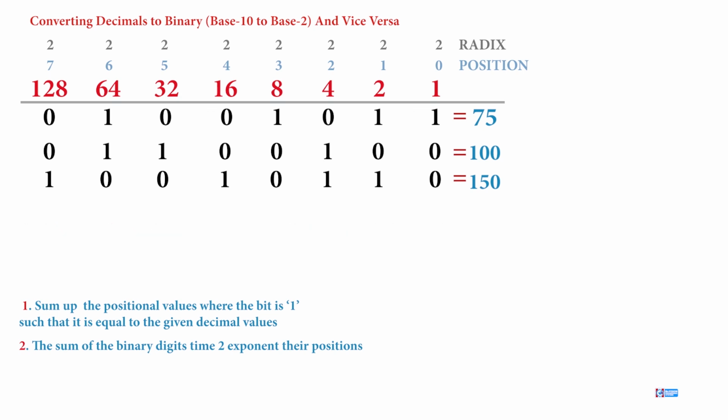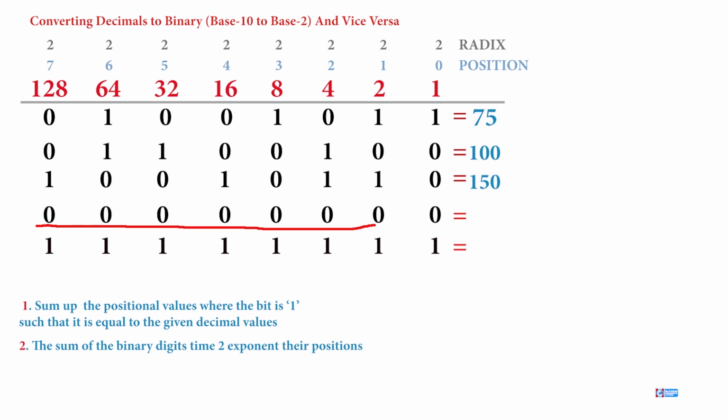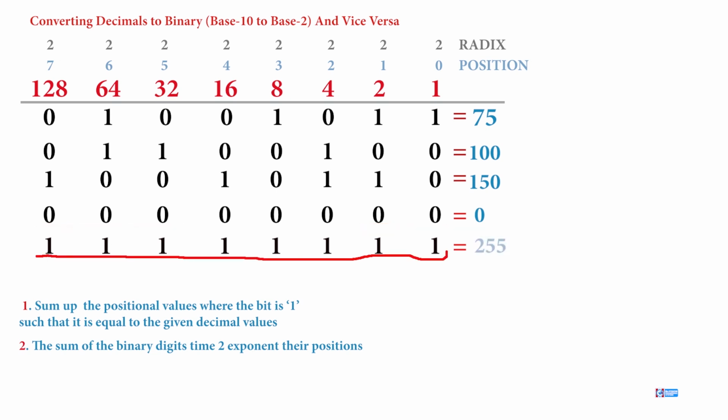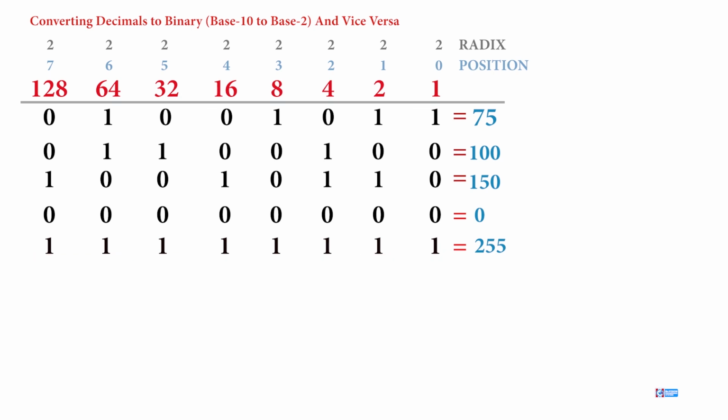Now, let's finally convert these binary digits to decimal. For the first one we still get 0. This is because all the bits are 0. And for the second one, we get 255, because all the bits are 1. This is to say, for every 8 bits of binary digits, the lowest decimal value is 0, and the highest is 255. Please note these down.